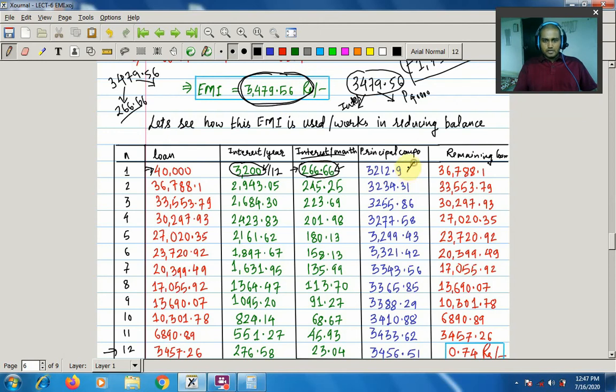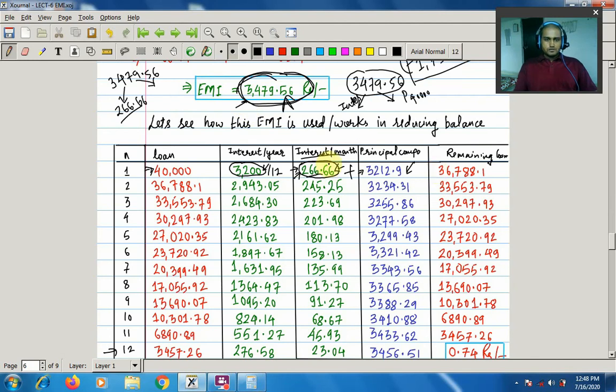I obtained this. So 3212 will go on the 40,000. So this will be reduced from my 40,000 rupees. As interest, I have given my first interest as 266, and on principal amount 3212. If you add these two columns, you will get the EMI amount. So add 3212 plus 266.66. You will get the amount of EMI.